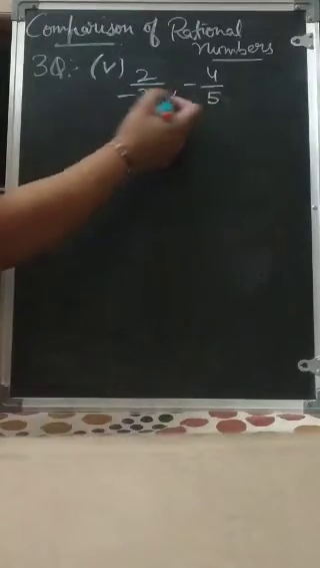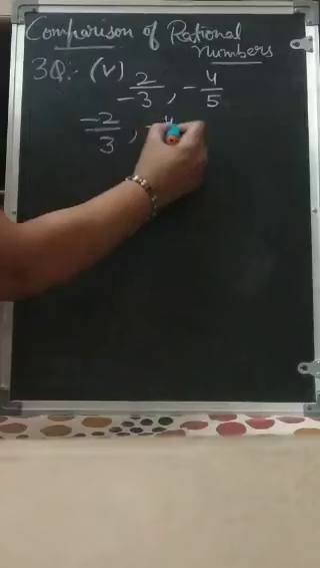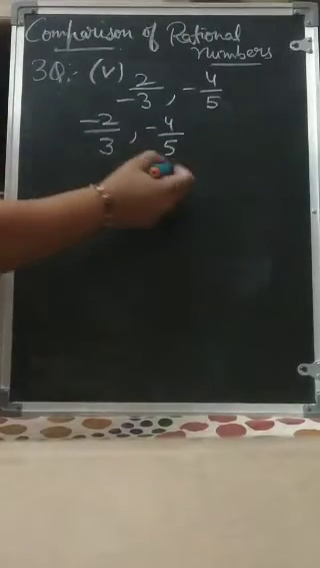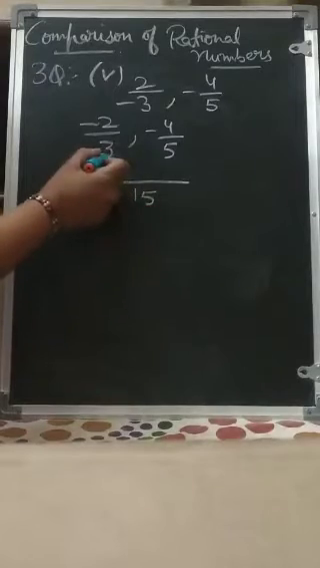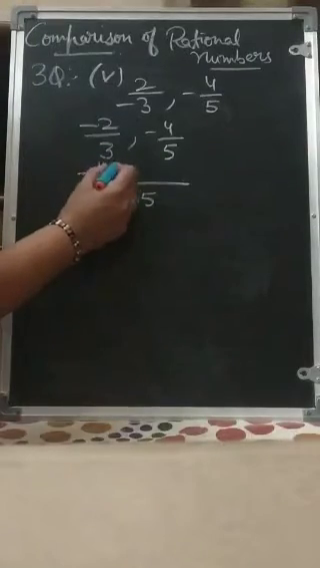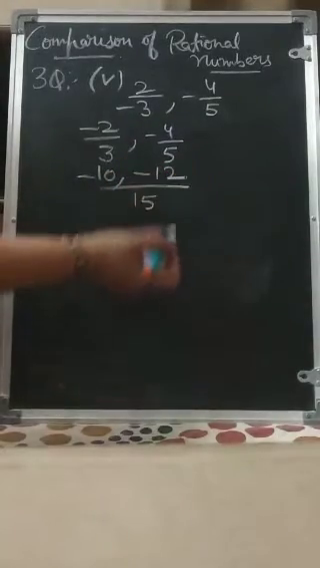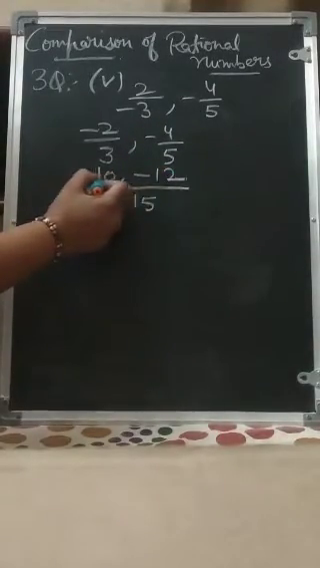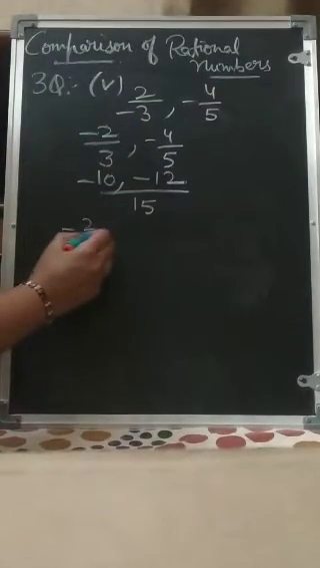So first of all, make this positive, and if you want to take the LCM, 15 LCM will come. 15 divided by 3, 5 2s are 10. 15 divided by 5, 3 4s are 12. This way, which is big, minus 10 or minus 12? Minus 10 is big, that means minus 2 by 3 is greater.